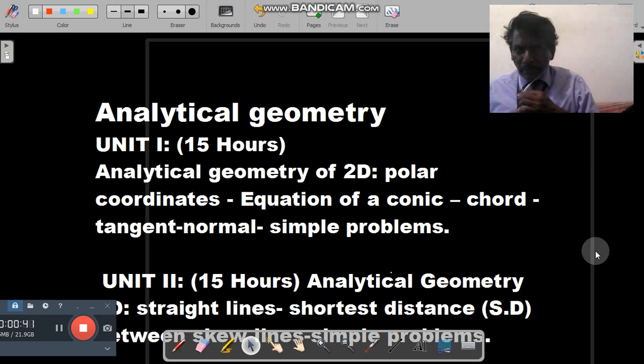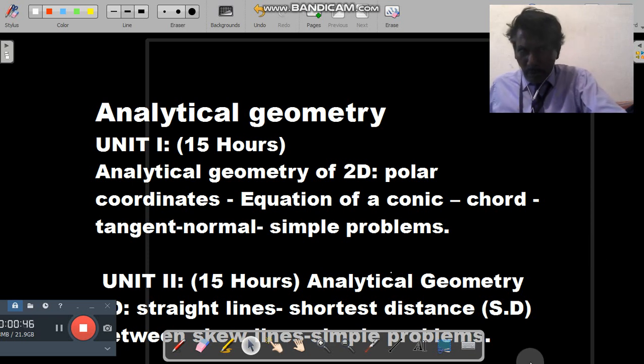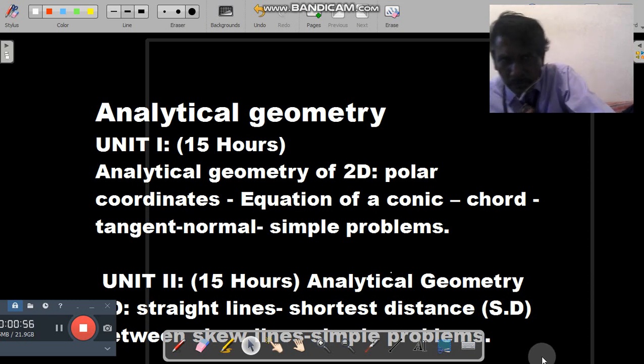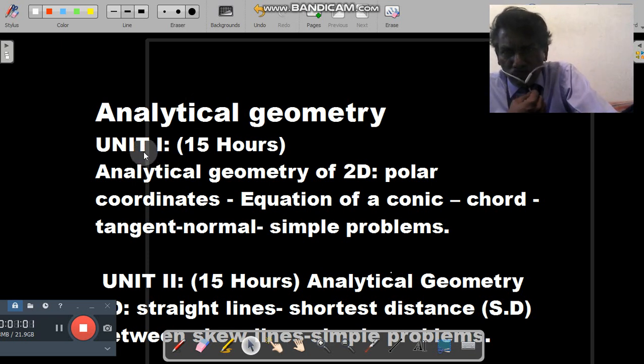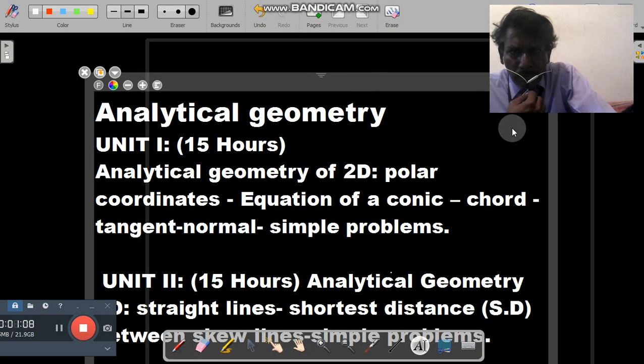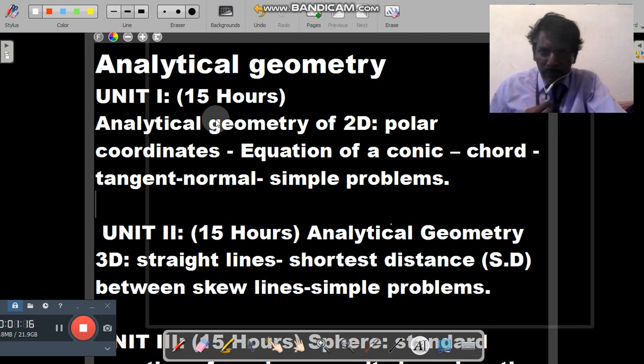Very interestingly, analytical geometry, that's what I am going to discuss now. Let me talk about what analytical geometry is and all those things. It consists of 5 units. So 5 units, that's what you have to see here. First unit consists of the analytical geometry of 2 dimensions.